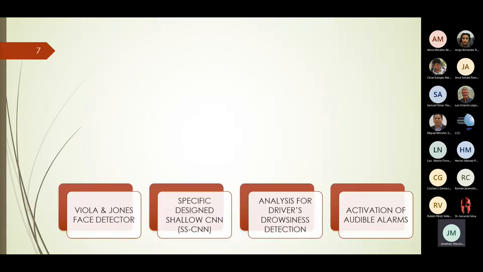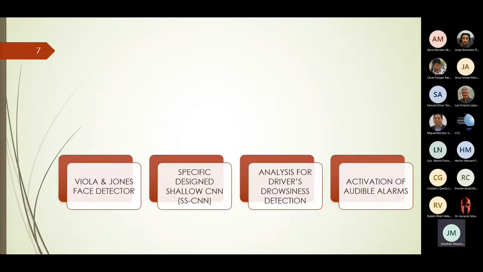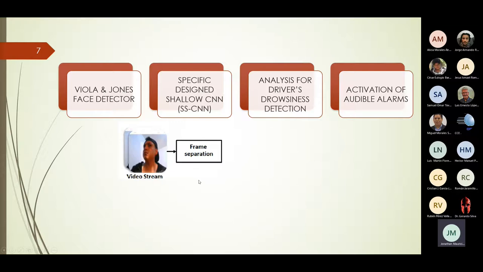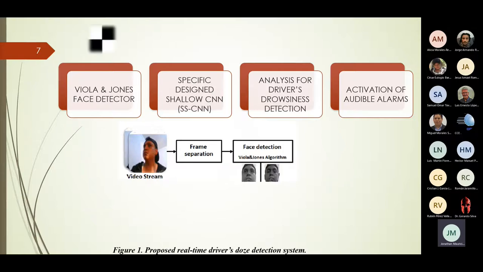Okay, I start another time. My algorithm has five principal phases. The first is to take a video stream, which the algorithm separates into frames, because the algorithm examines the frames one by one to detect the elements I need to study. Next, I use the Viola-Jones algorithm, which detects the region I need to study, in this case the driver's face.